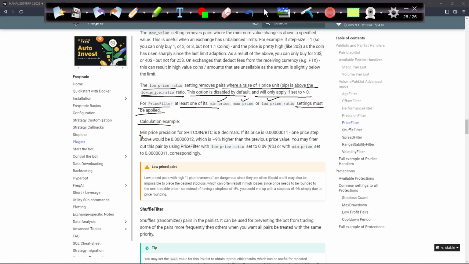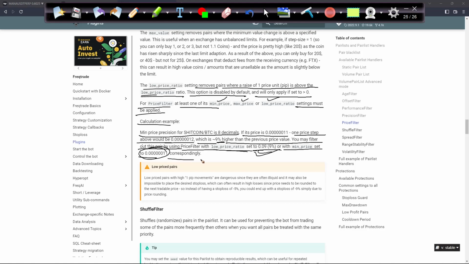Calculation example: the min price precision for the shitcoin BTC pair is 8 decimals. If its price is this much and one price step above would be this, which is 9% higher than the previous price value, you may filter out this pair by using the price filter with low price ratio set to 0.09, or with min price set to this one.